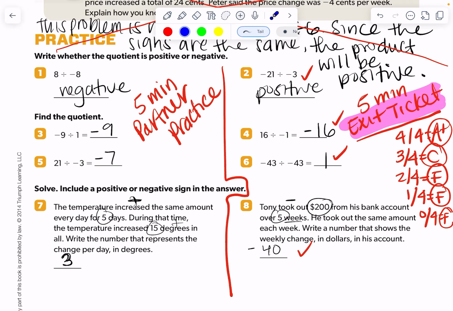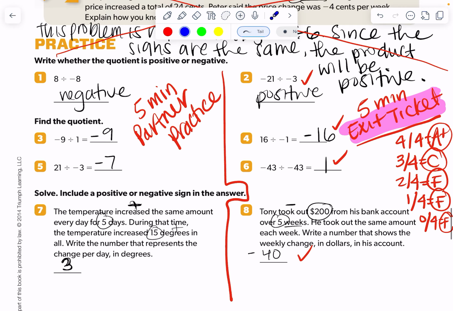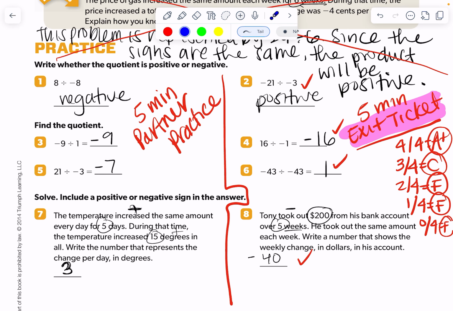They start out with identifying whether the quotient is going to be positive or negative, then going to actually find the quotient, and then applying that skill to a real world problem. And then they're going to use the last 5 minutes to work on the positive numbers 2, 4, 6, and 8 as their exit ticket. Since there are 4 questions, it's out of 4 points.